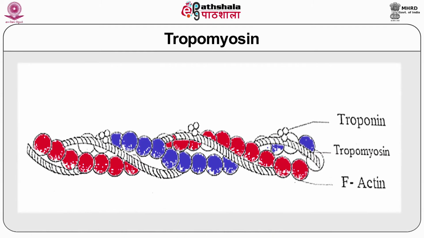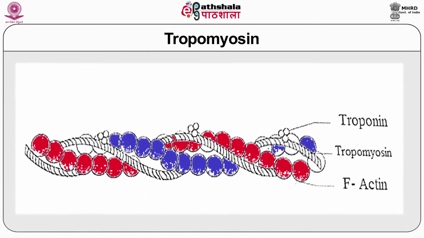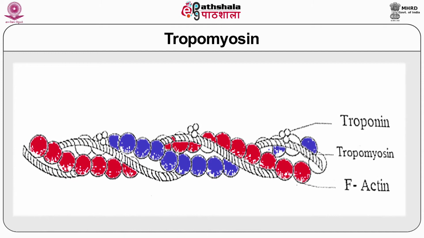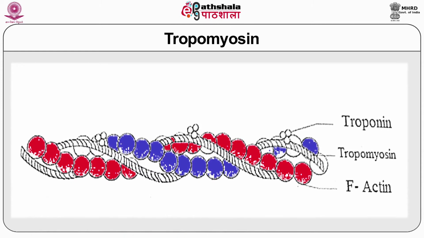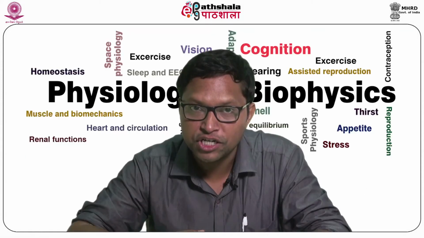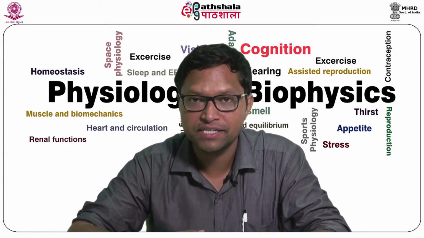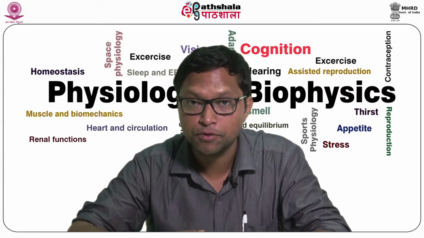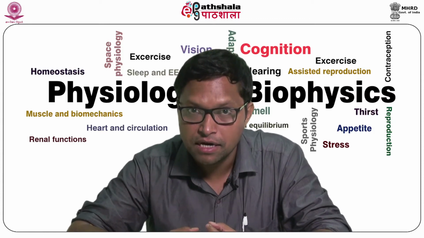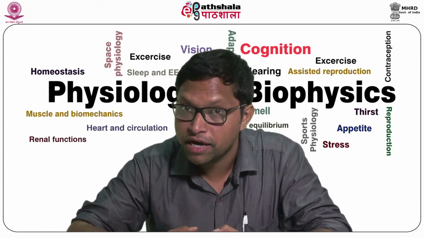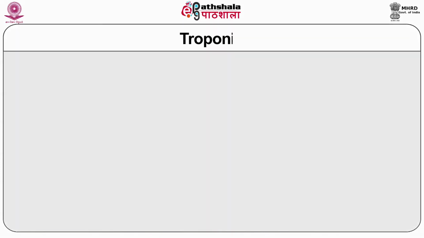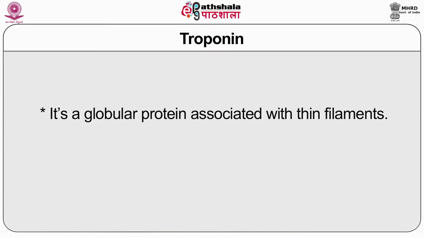The tropomyosin lies in the grooves between the two F-actin coils which form the actin filament. Now, during contraction, they sink deep inside the grooves, thereby exposing the active sites. Now, what does troponin do and what is it made up of? Troponin is a globular protein associated with the thin filament. It is made up of three subunits.